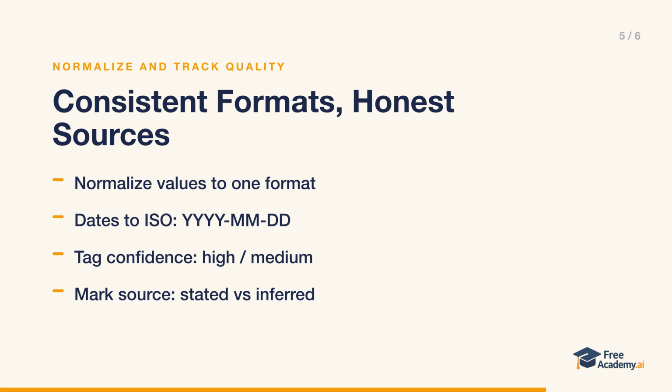Alongside each value, you can record a confidence level and a source, noting whether something was explicitly stated in the text or inferred from context. So a revenue figure that's written out gets marked high confidence and explicitly stated, while a growth rate you calculated gets marked medium and inferred. That metadata tells you exactly how much to trust each field.